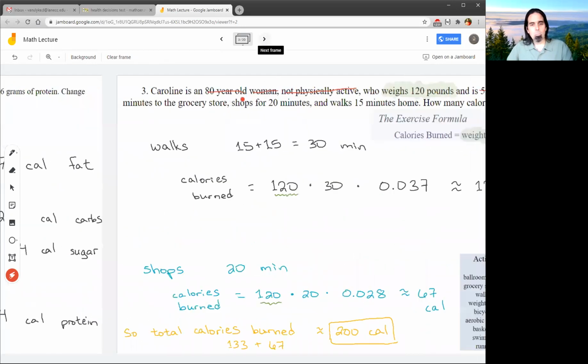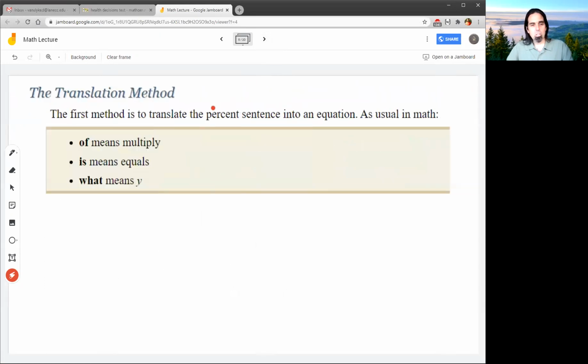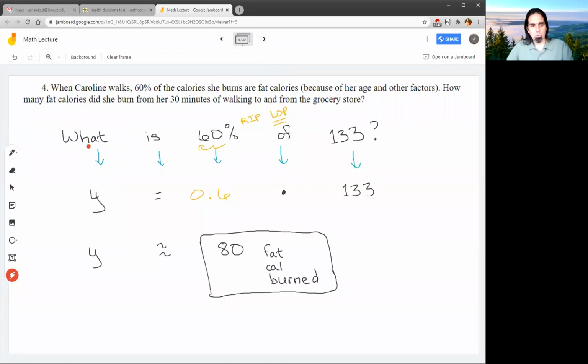And then the fourth problem, we were saying, what's 60% of a number? And that got us on the topic of these percent sentences that have a what, an is, an of, and a percent in there somewhere, as well as another number. And there were 2 ways to do these. The translation method: of means multiply, is means equals, what means y. And you don't want to put a percent in the calculator, it doesn't work well.